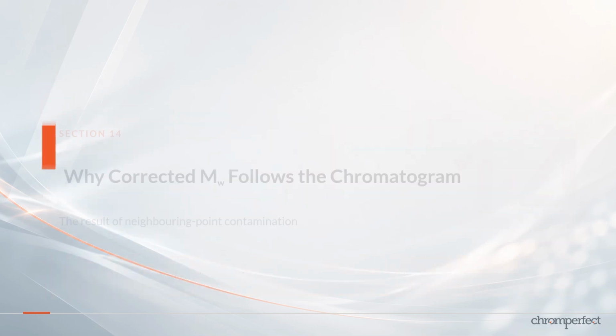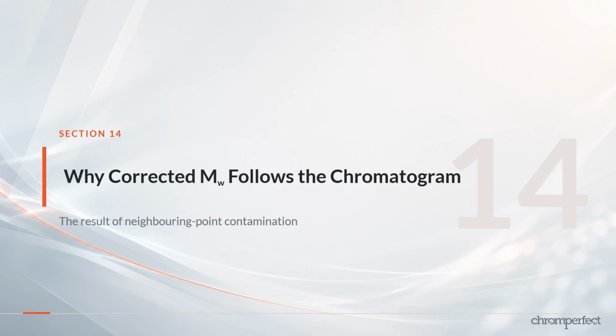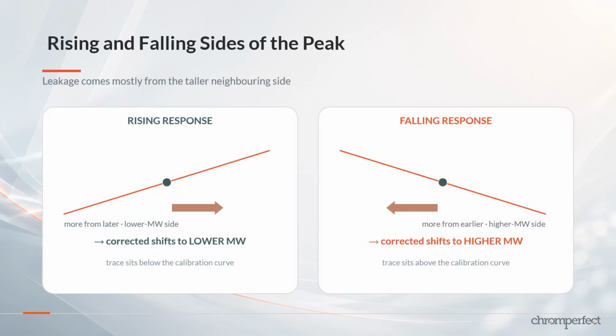Why the corrected MW trace follows the chromatogram. The calculated sample MW trace typically weaves above and below the ordinary calibration curve. Its movement reflects the slope of the original chromatographic profile. Where the chromatogram is rising, the observed fraction receives more leakage from later eluting material than from earlier eluting material. Later eluting material has lower molecular weight. The corrected average is therefore shifted downward toward lower molecular weight.